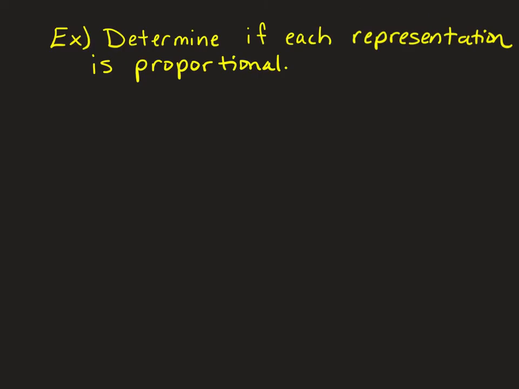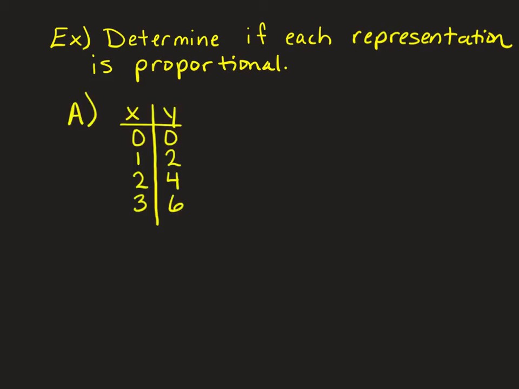Determine if each representation is proportional. We'll refer back to our types of proportional representations above in your notes. In our first example, we have a table. We've got the ordered pairs 0, 0, 1, 2, 2, 4, and 3, 6. And remember in our information above that you've written down that in a table, if y divided by x is the same for every ordered pair, then it is proportional.